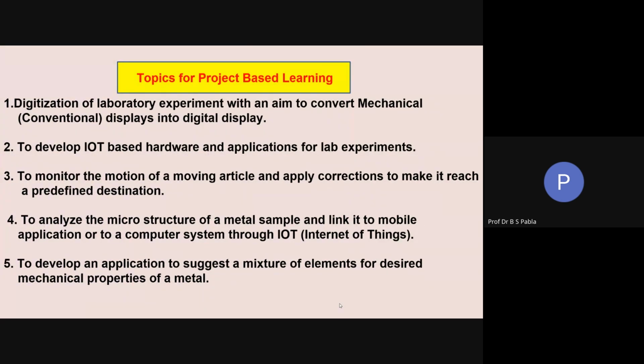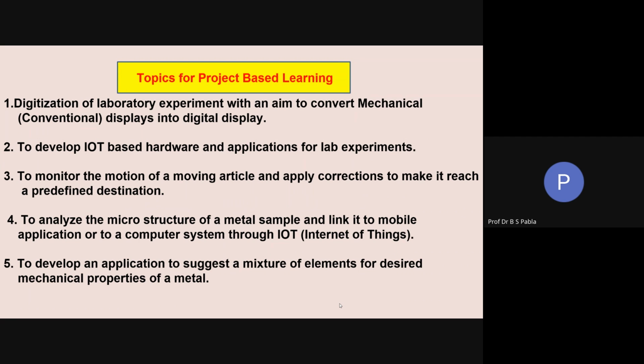To analyze the microstructure of a metal sample and link it to a mobile application or to a computer system through IoT. That means you have a microstructure, you have a microscope, maybe you fit it with a camera and see the structure, you analyze it, you have a software, just see from where the software will come. Then through IoT you connect it to a computer system, so that by sitting at your seat, you can see the microstructure of the sample, maybe what is the percentage of the elements in it.